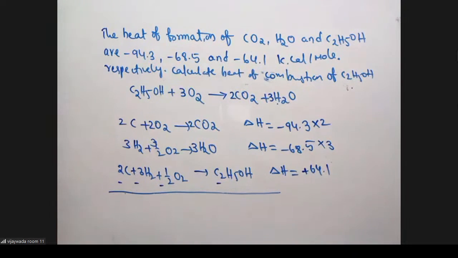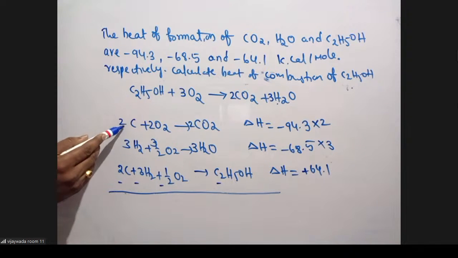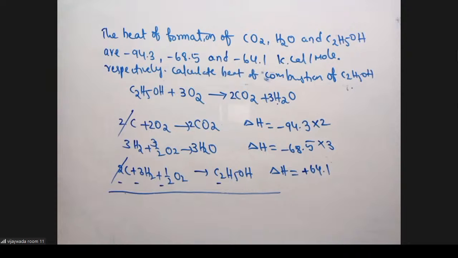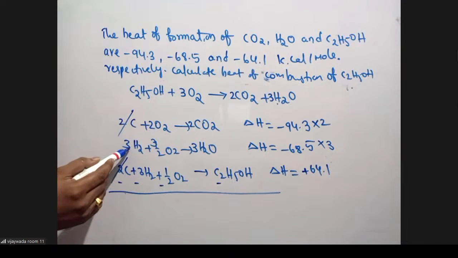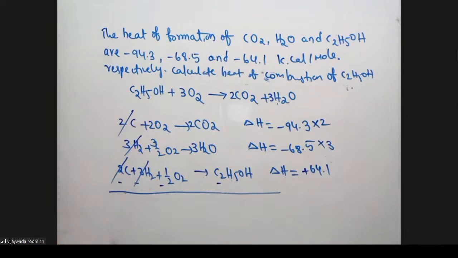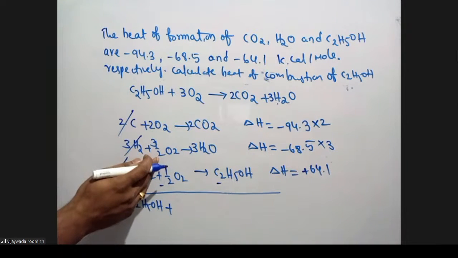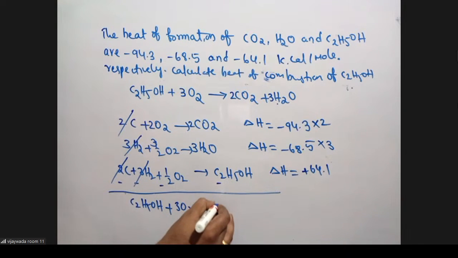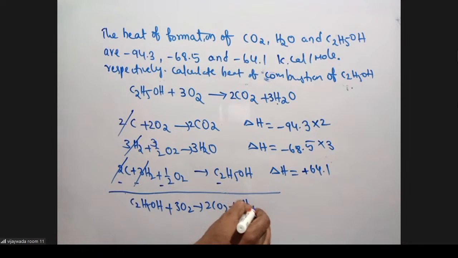Students, just add all these equations now. Okay. 2C here plus C, 2C and 2C cancel. 3H2 and minus 3H2 cancel. And the remaining is C2H5OH plus 3 O2, since 2 O2 plus O2 makes 3 O2, gives rise to 2CO2 plus 3H2O.